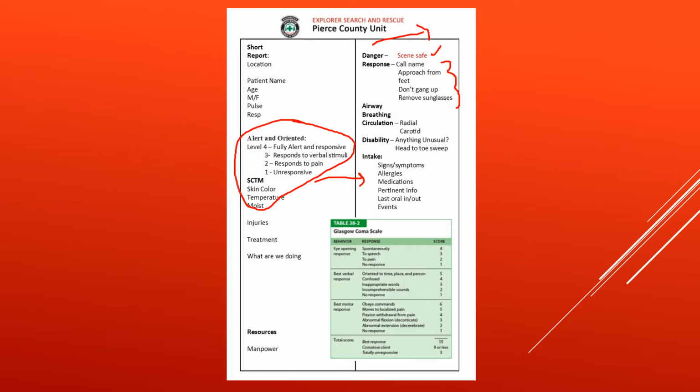You want to look for anything unusual in the disability, so you're going to start with the head, and you're going to feel the head for any bumps or contusions. You're going to feel for blood. You're going to work all the way down to the toes. You want to make sure that you unzip any jackets and get in as close to the skin as possible.